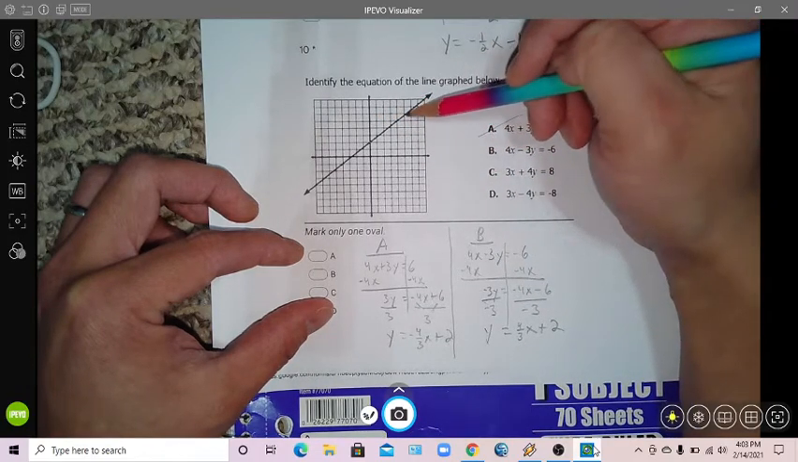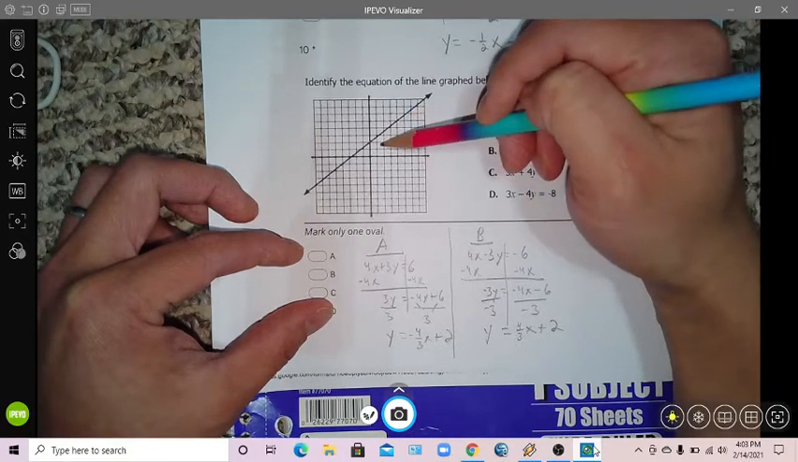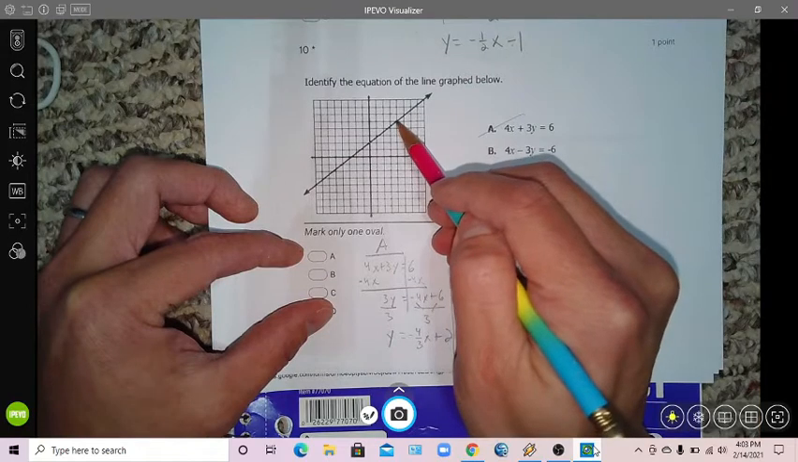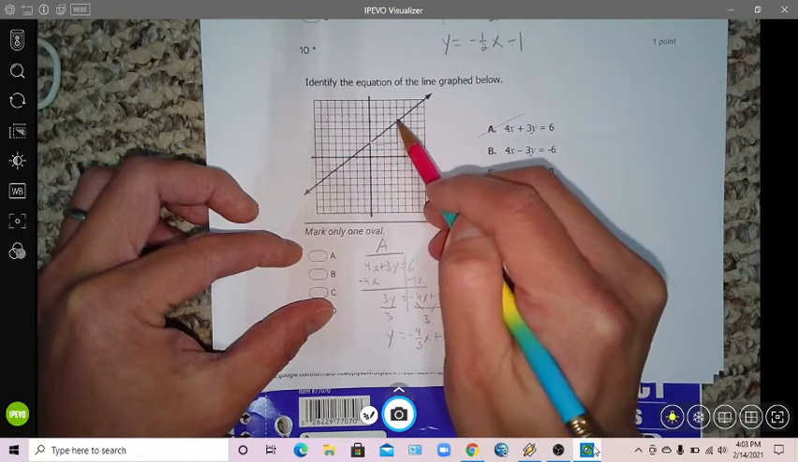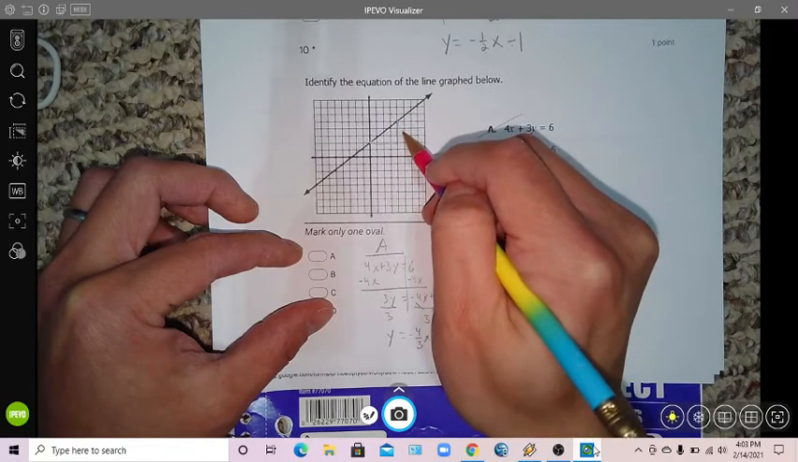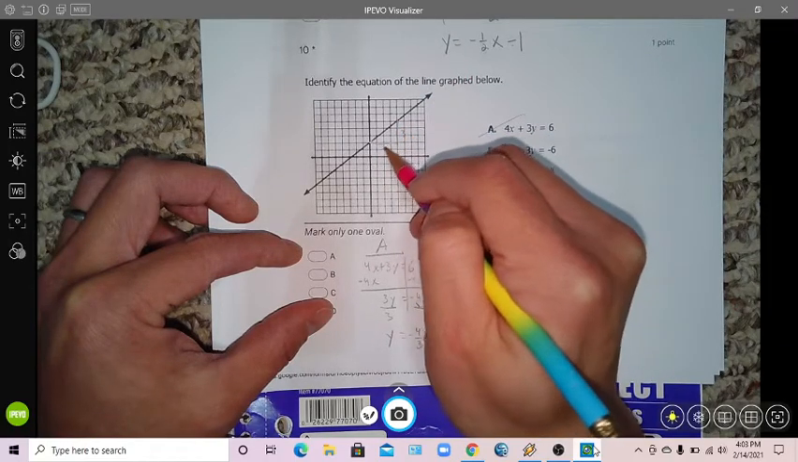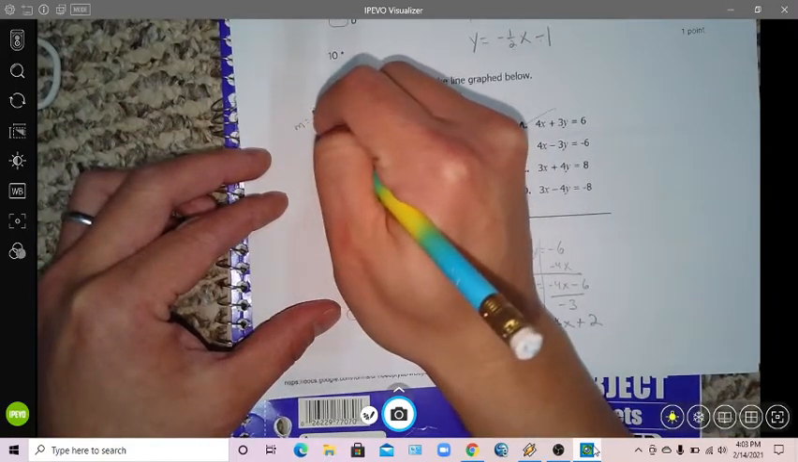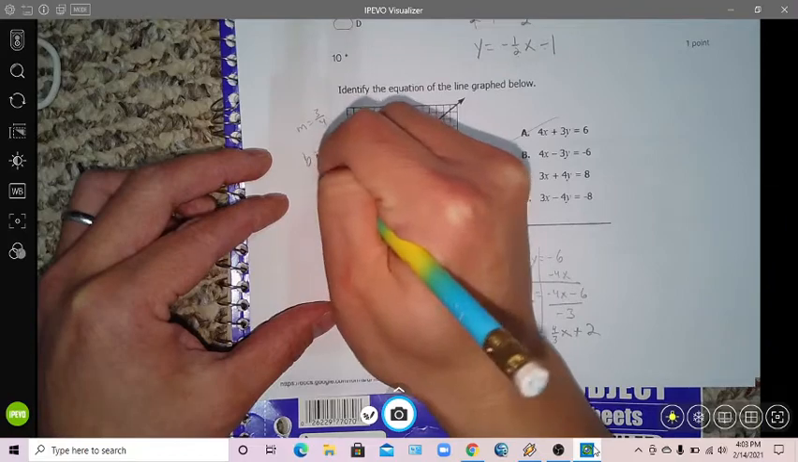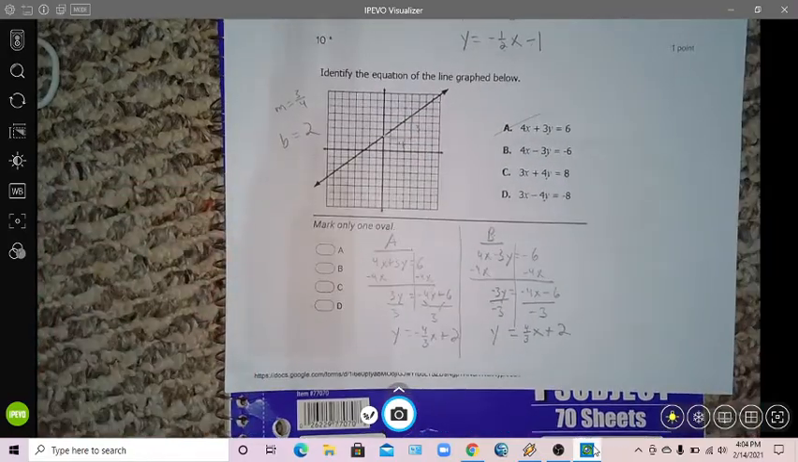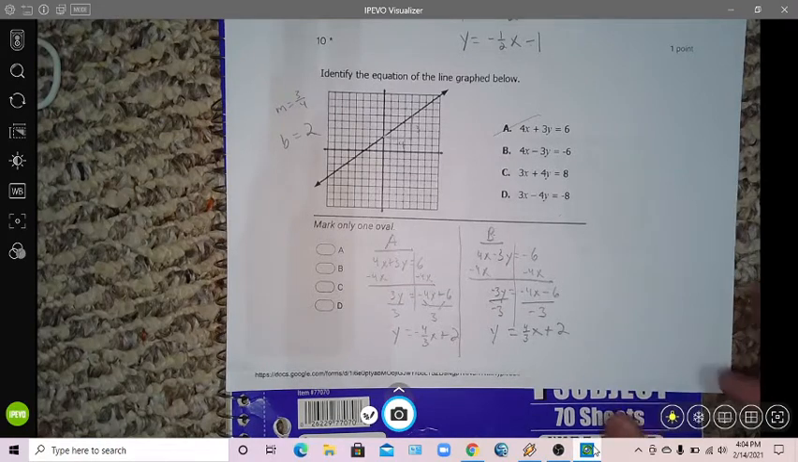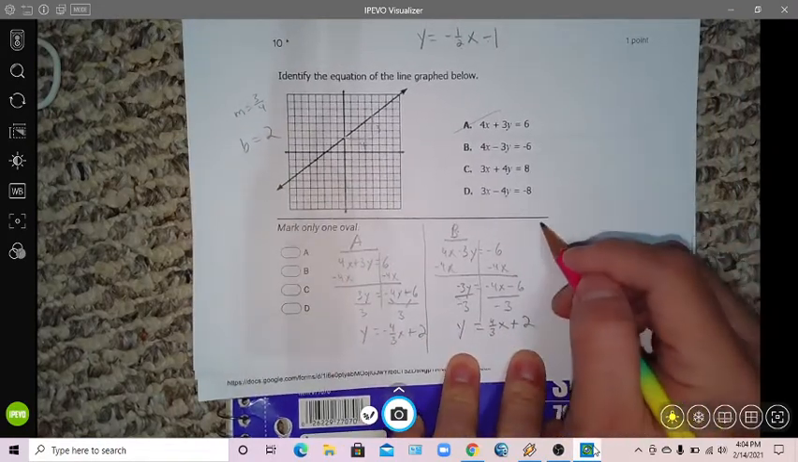Okay, the slope of this line is not 4 over 3. Let's go ahead and look to see what the slope would be. Looks like the rise is 3 and the run is 4. So we're looking for a slope of 3/4 and a y-intercept of 2. We haven't found that in the first two equations. Let's go ahead and look at option C.